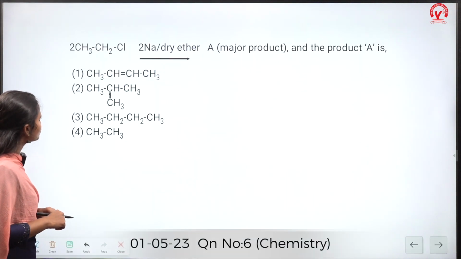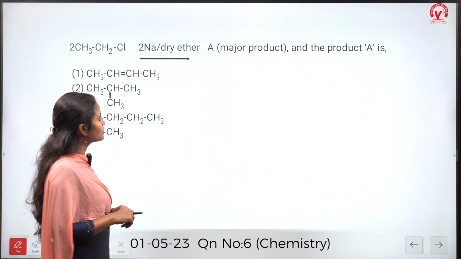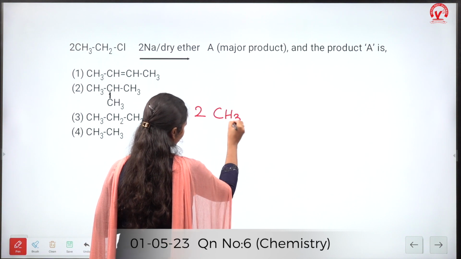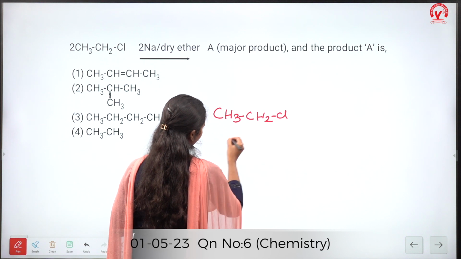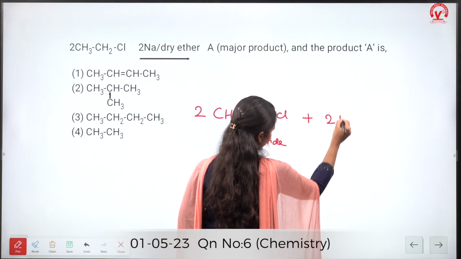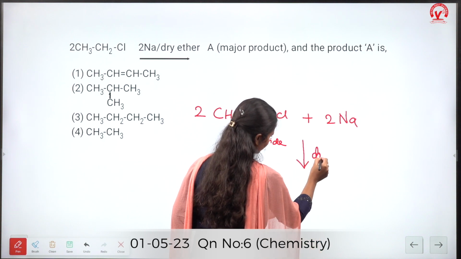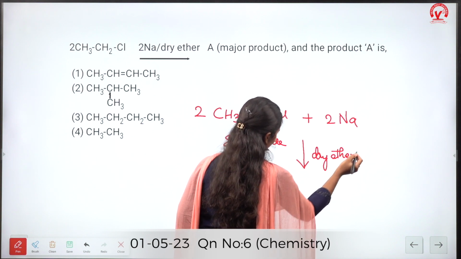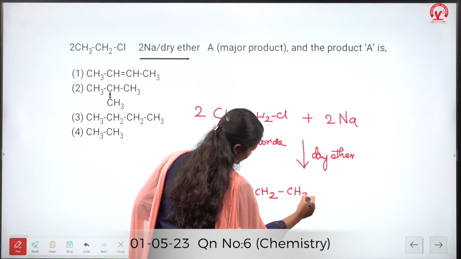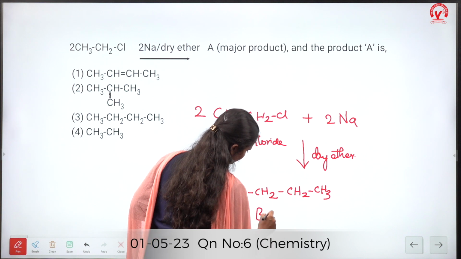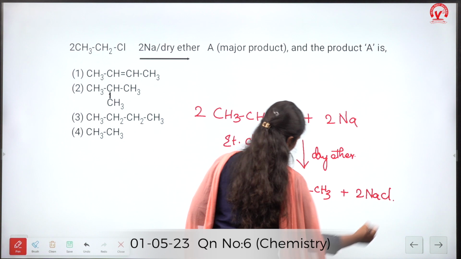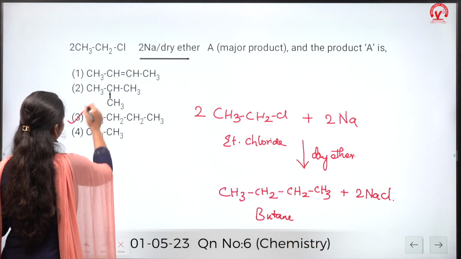Here an alkyl chloride is reacted with sodium metal in presence of dry ether, which gives a product A. They are asking what product A is. The reaction is 2 molecules of ethyl chloride, CH3CH2Cl, which is reacted with 2 molecules of sodium in presence of dry ether, which gives the product CH3CH2CH2CH3, butane, with removal of 2 molecules of NaCl. So the correct option is 3. Butane is the product A.